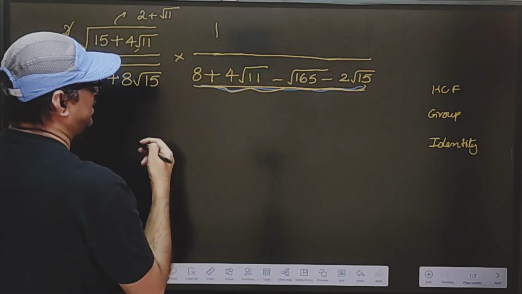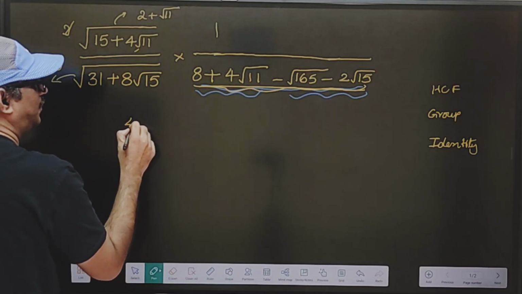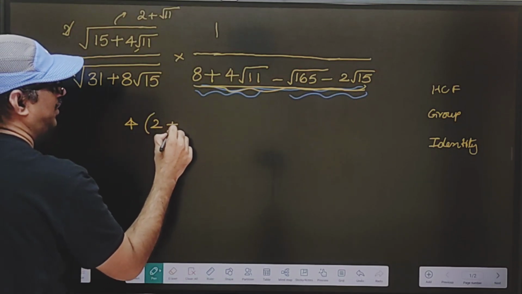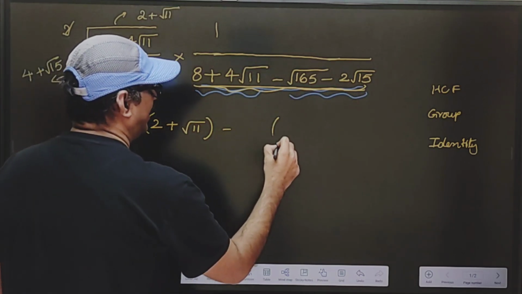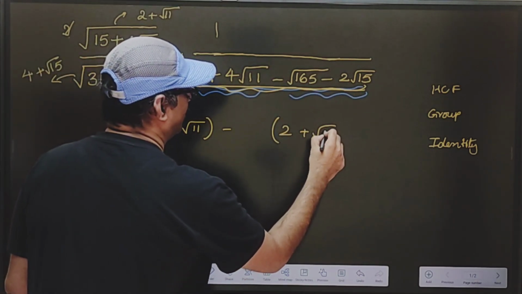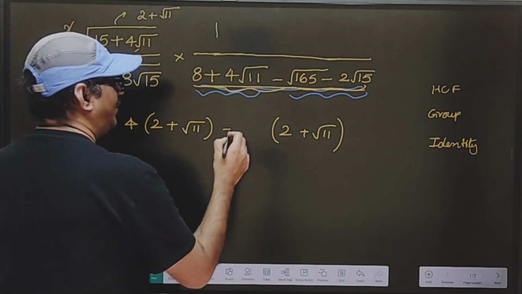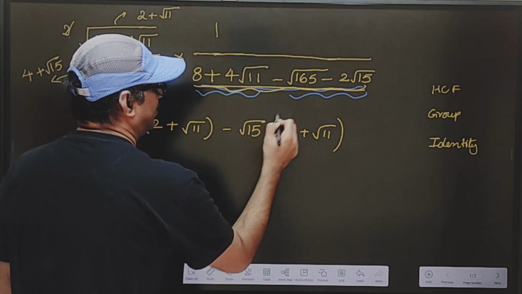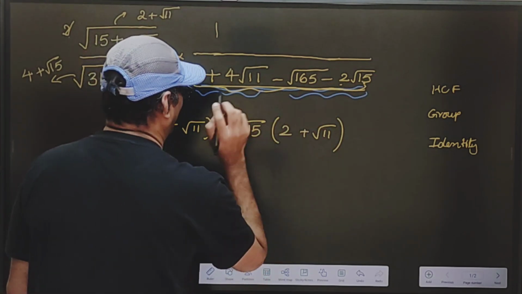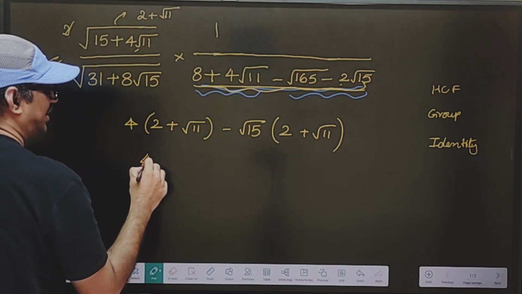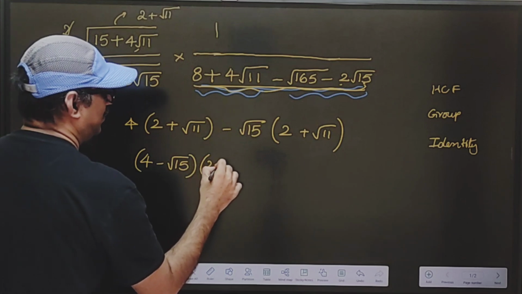First let's try to group this. We will take these two as one group and these two as one group. I can take 4 common. I can write 4 into 2 plus root 11 minus. If I want to get 2 plus root 11 again here, what should I take common? I have to take root 15 out, because I have 2 root 15 and this is 2 here, that means this is root 15. So now we can write this as 4 minus root 15 into 2 plus root 11.